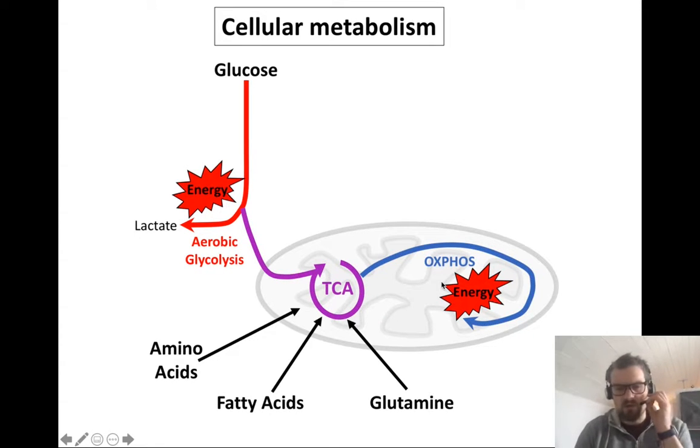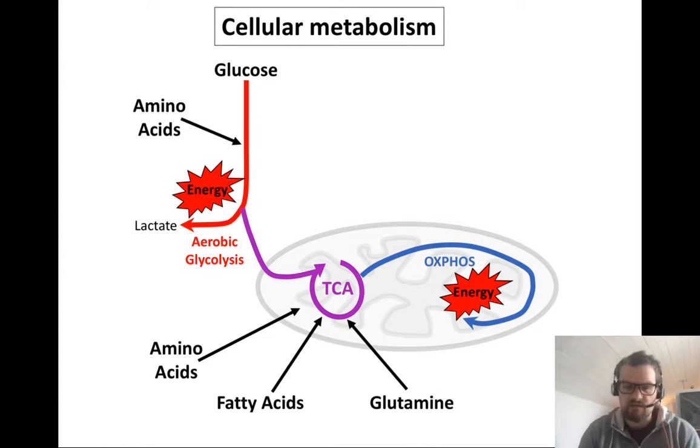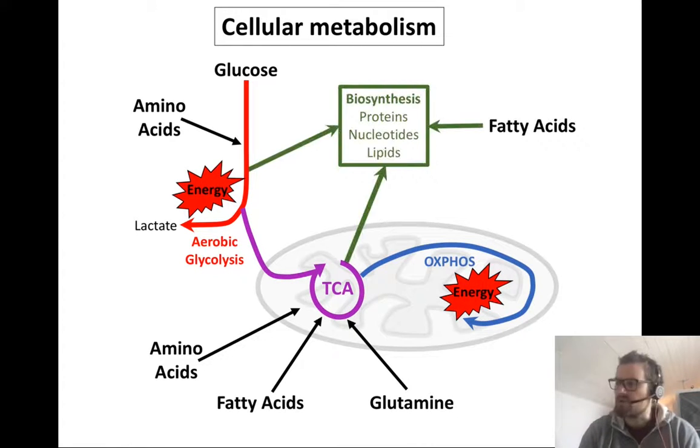It's not all about glucose, so there are other fuels that the cell can use to generate energy. Amino acids can feed into the TCA cycle here to fuel oxphos. Fatty acids can be broken down in the mitochondria to give you acetyl-CoA as well. Glutamine can also feed into the TCA cycle as alpha-ketoglutarate. And there are also some amino acids that can feed into glycolysis. So there are a range of fuels that can be used by the cell to generate energy. But it's not all about energy.